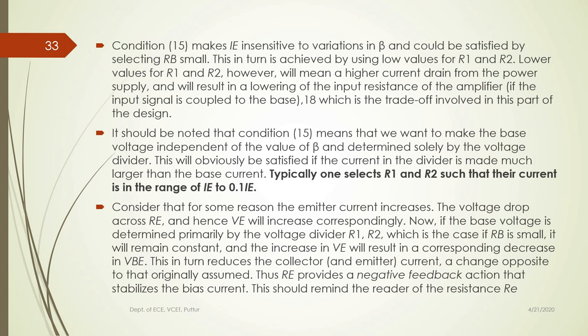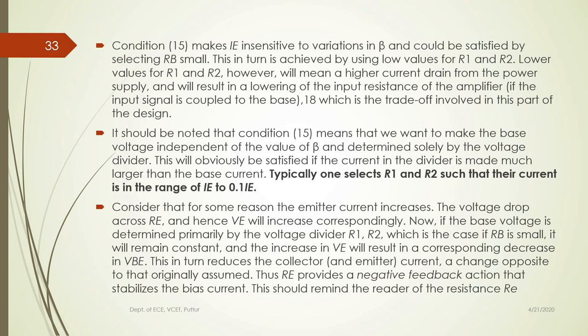So thus RE provides a negative feedback action that stabilizes the bias current. This should remind the reader of the resistance RE, meaning RE is acting as a negative feedback resistor here. Why? Because if any change in VBE occurs, that will affect your output. Suppose the output increases, then by varying the values of RE we can obtain the proper output. We are going to obtain a stable output. So this is why the feedback resistor is given.